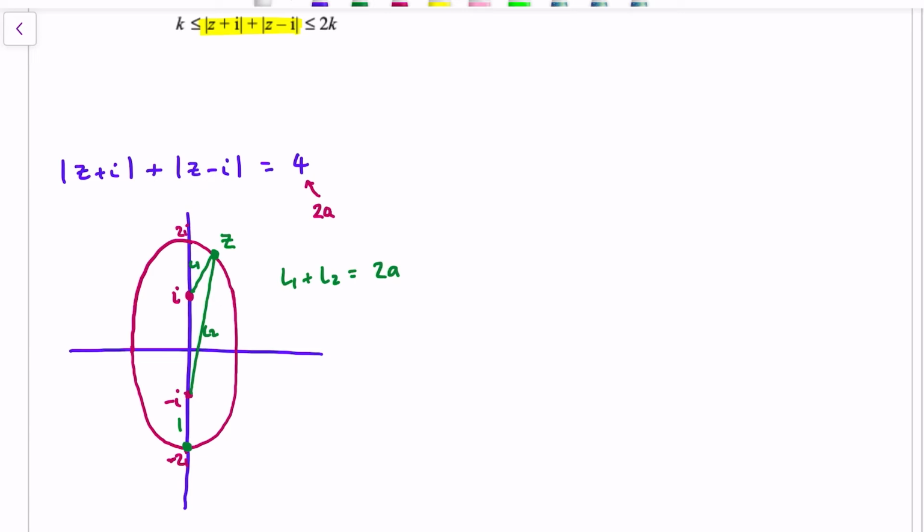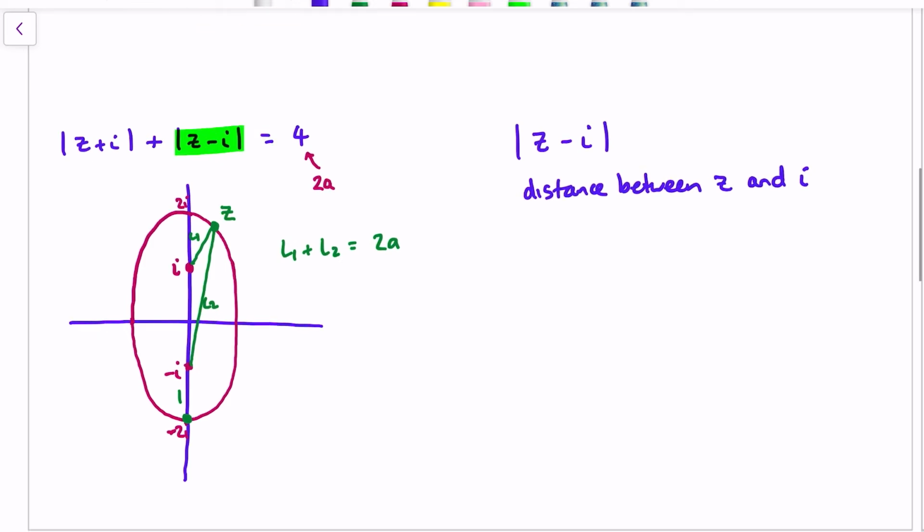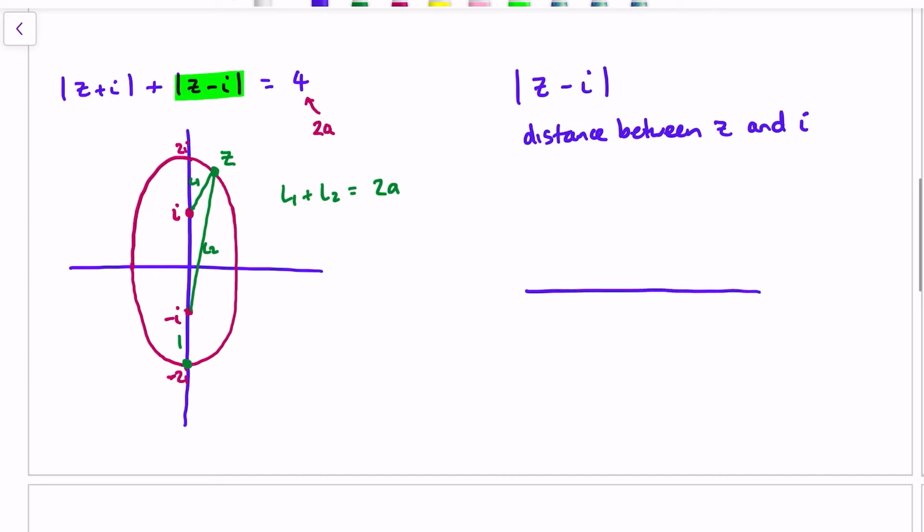But how did I know it was an ellipse to begin with? Okay, the way I read something like this, or actually let's do the second one, it's better. The way I read the modulus of z minus i, geometrically, I read it as the distance between z and i. And the reason for that, I think I covered this in another video, but if you haven't seen it, if we take the point i here and a point z there, the distance between z and i is this length here.